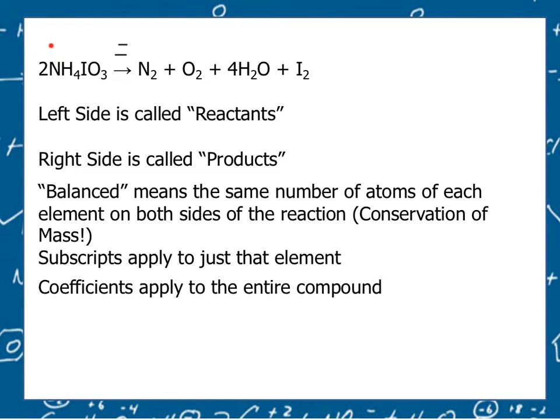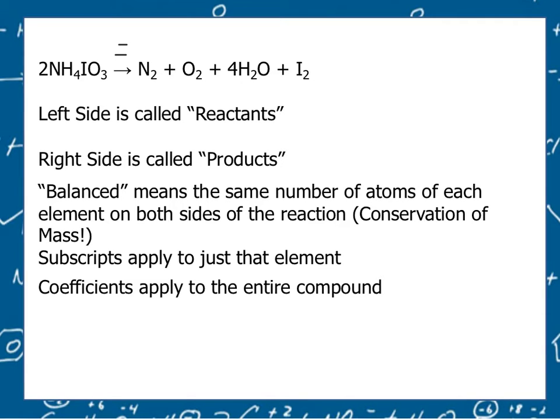So this 2 distributes to the nitrogen, the hydrogen, the iodine, and the oxygen. And this 4 distributes to everything in this compound. It distributes to the hydrogen and to the oxygen. It doesn't distribute to these other compounds. Just like in math class, if you have a plus sign, the coefficient doesn't go across the plus sign. It only goes to the term that it's attached to.